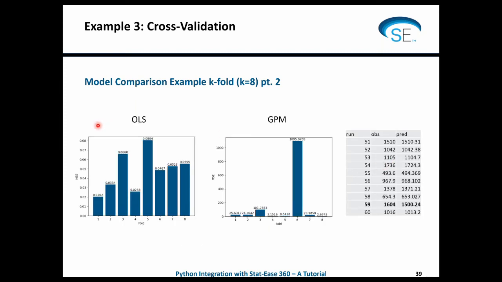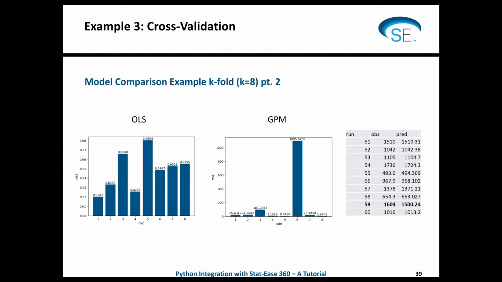The OLS model did really well, as you'd expect. And you can see here that the Gaussian process model, while it did okay in 7 of the 8 splits, this number 6 did really poorly. So I took a look at the observed and predicted values for that split, and you could see it predicted well under the observed value here, which is what drove that residual value really high.